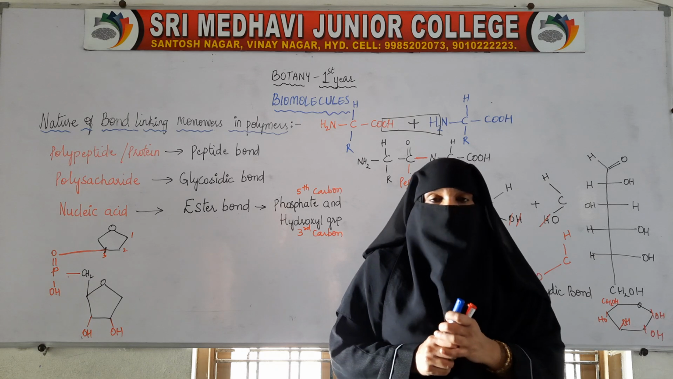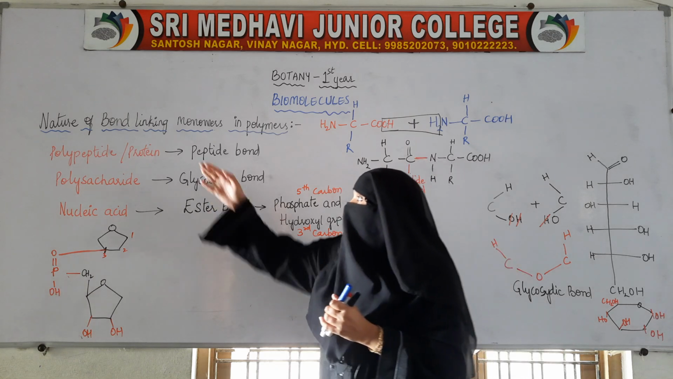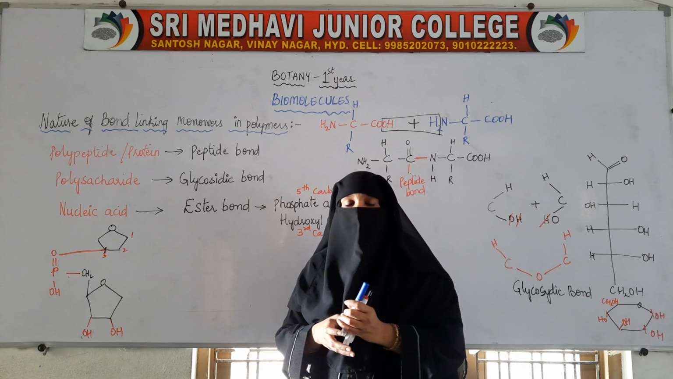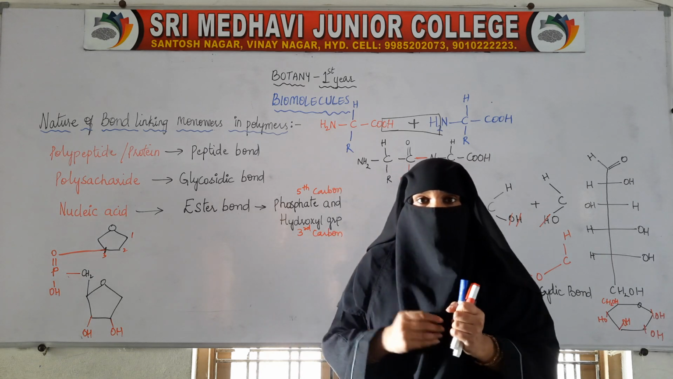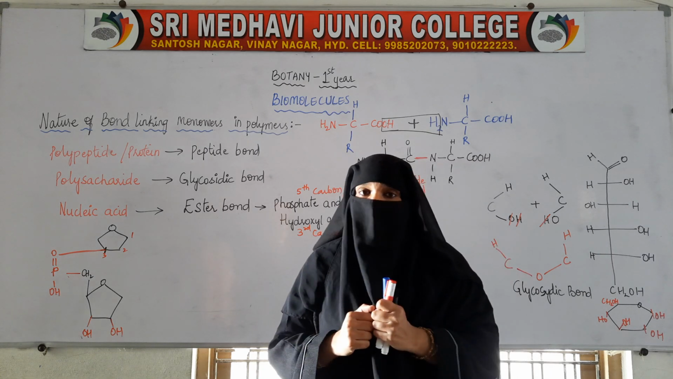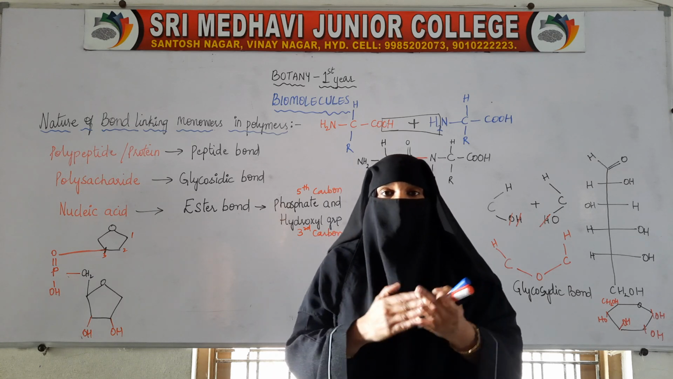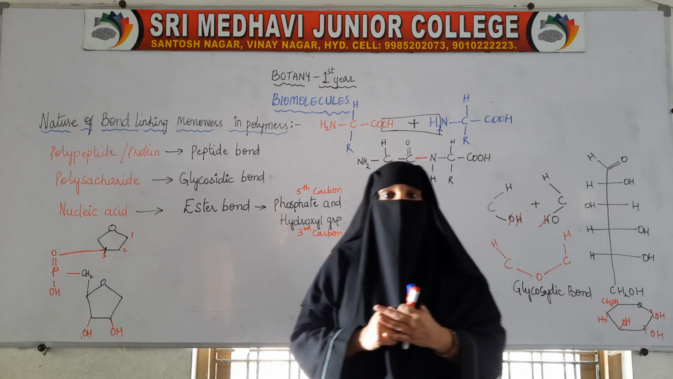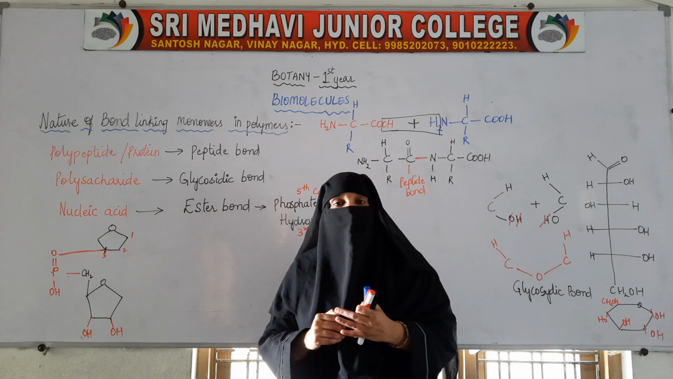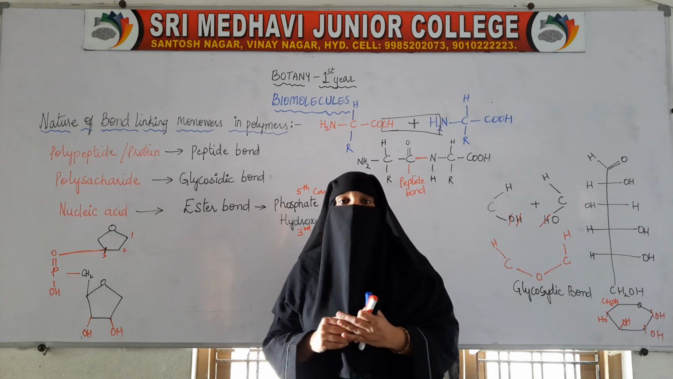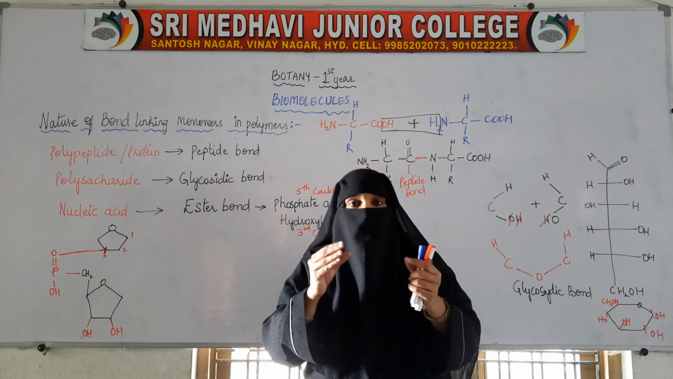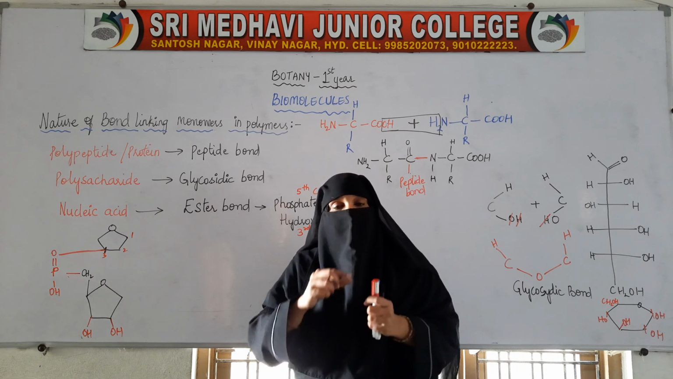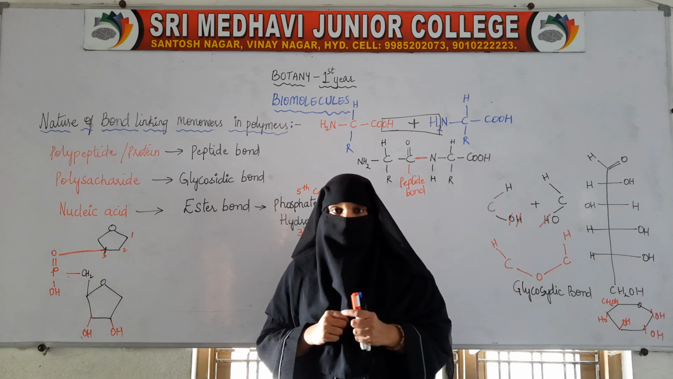So now coming to another topic, here it is nature of bond linking monomers in polymers. We have said that protein is a polymer. Polysaccharide is a polymer. Nucleic acid is a polymer. How are these polymers formed? These polymers are formed when small monomer units join together. When small monomer units join together, then only a large polymer is formed.